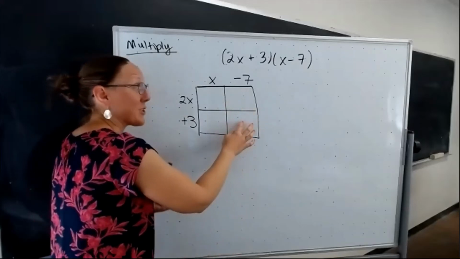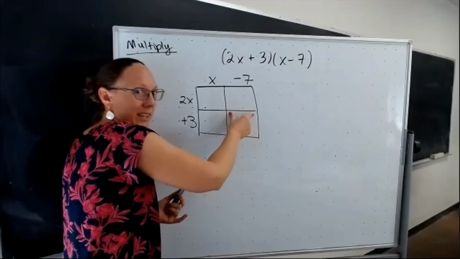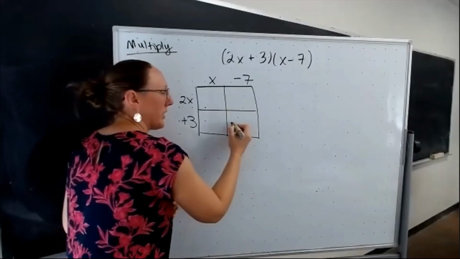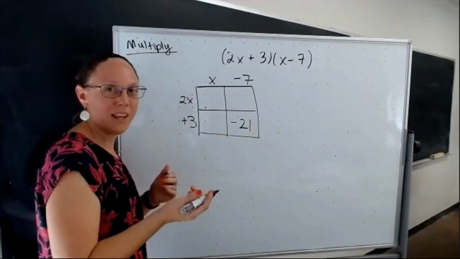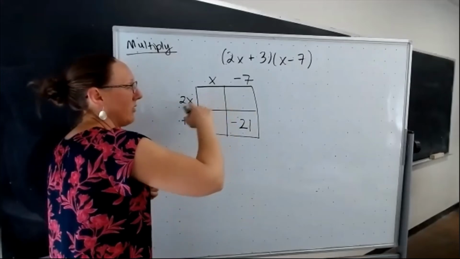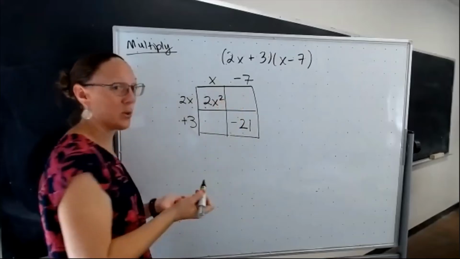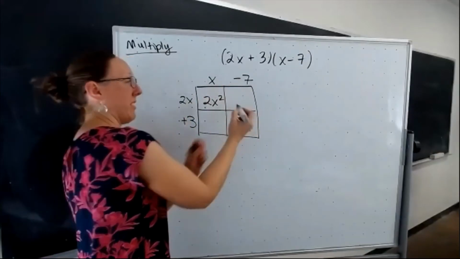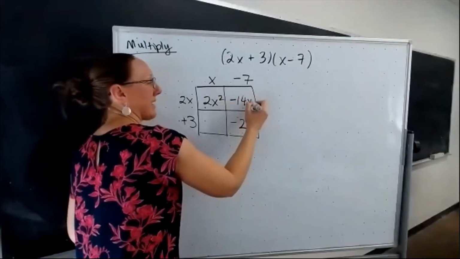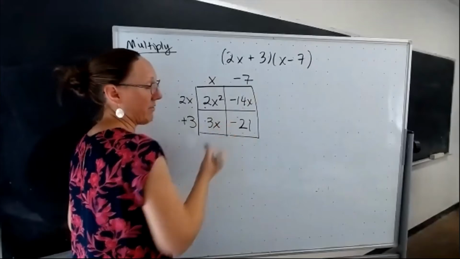So if I want the area of this rectangle, I'd have 3 by -7. A little weird, we don't really think of negative areas, but that's kind of how this method works. If I wanted the area of this rectangle, it's 2x by x. So when I multiply those together, I get 2x squared. Area of this rectangle is 2x by -7. So I'd have -14x. Area of this rectangle, 3 by x, and I'd have 3x.